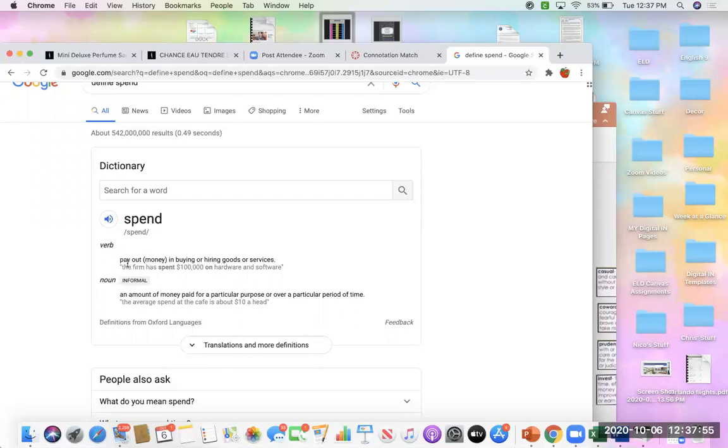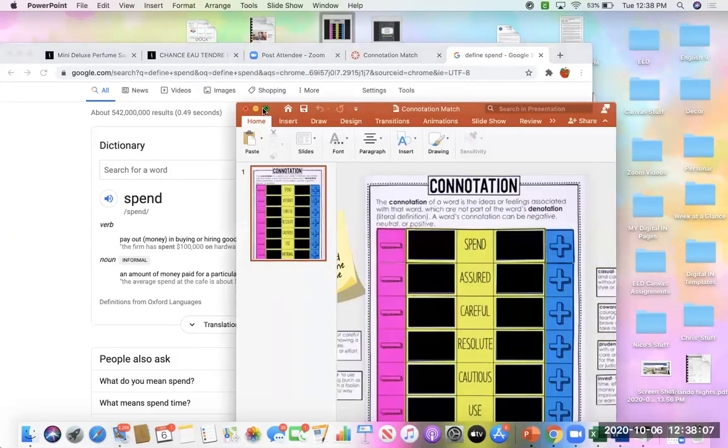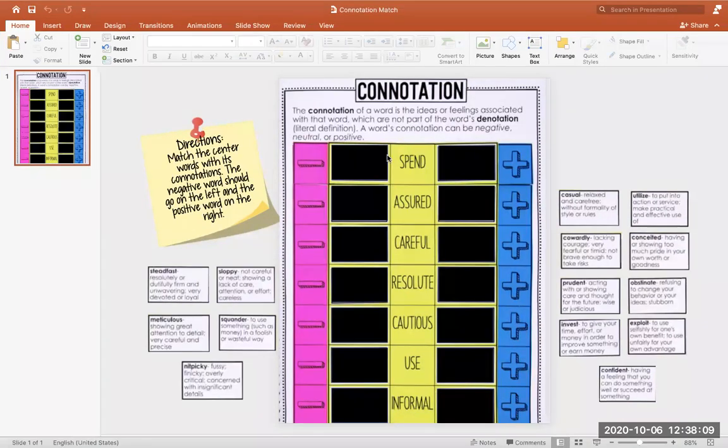So we're looking for the verb, and it's most generally used. So to pay out money in buying or hiring goods and services. So whatever we're looking for in the match has to do with spending money, okay? To give out money. So be careful, because yesterday we had the positive version on the left and the negative version on the right, and this time it's swapped. So we're going to go from negative to positive, just like a number line.